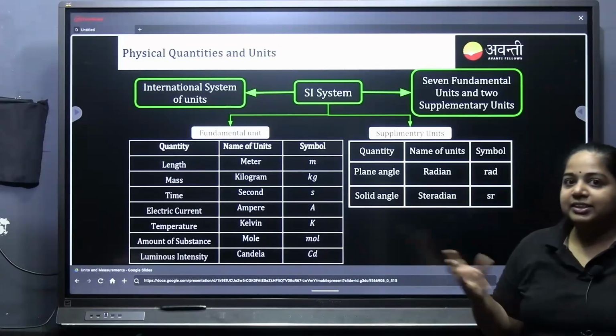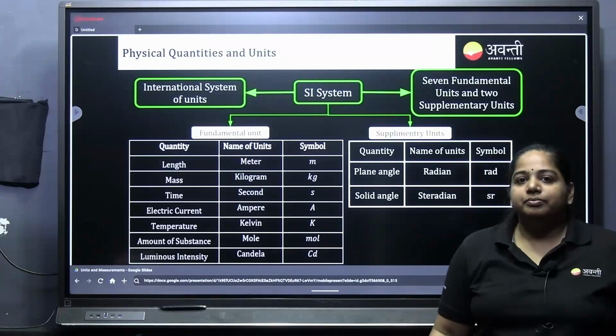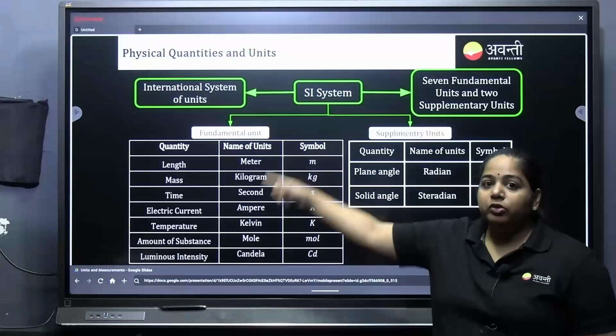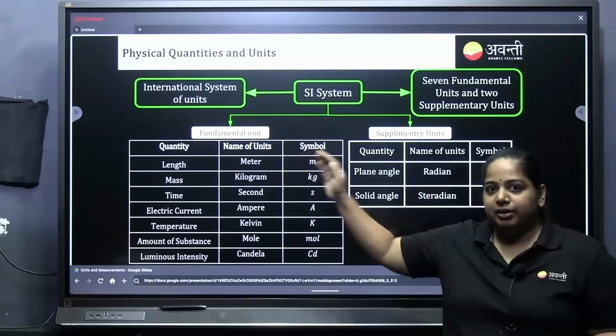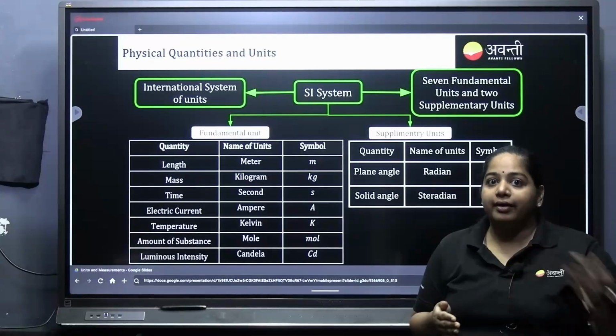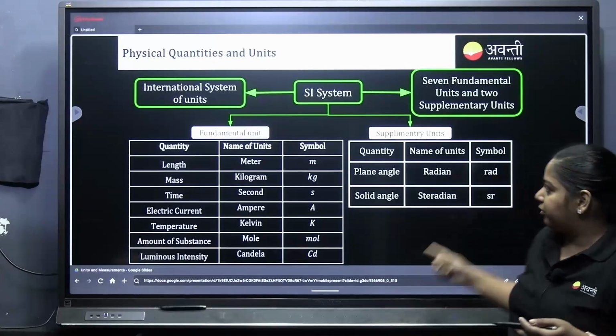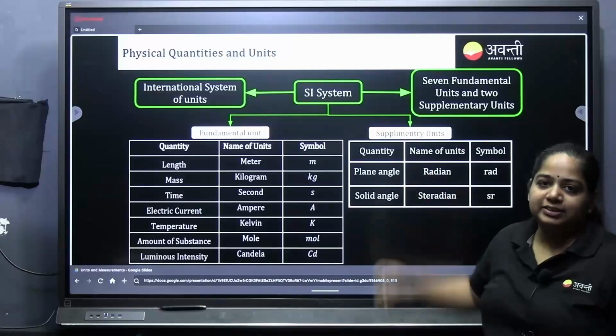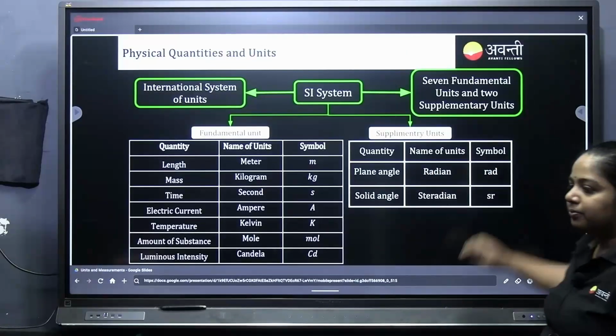Why we need such quantities is because here we have nothing to talk about the direction, right? Direction is a basic quantity that we need to mention. So to mention the direction also we have these supplementary units. Okay.